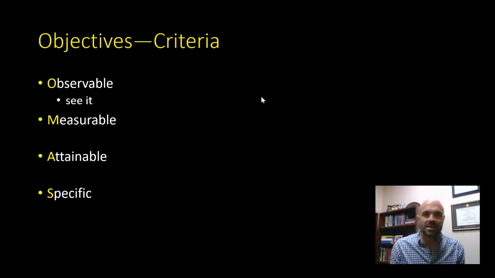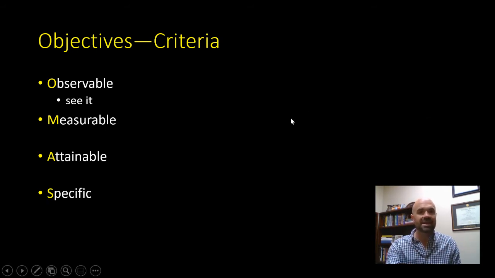Let me give you an example. You would never want to start an objective with participants will be able to understand, or participants will value, participants will appreciate, right? Those are cognitive objectives or cognitive domain as well as affective, but you can't see it. And so it would be better to say they would be able to recite or articulate or explain whatever it is. So you've got to be observable. Otherwise, it's not a well-worded objective.